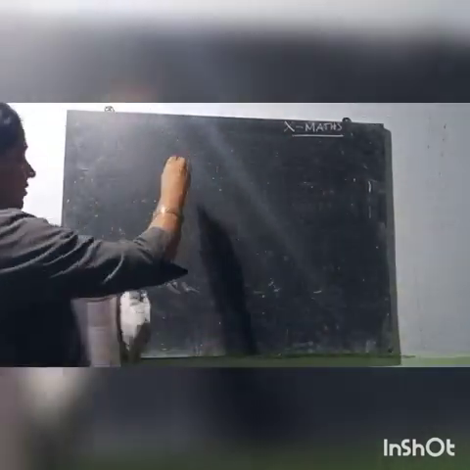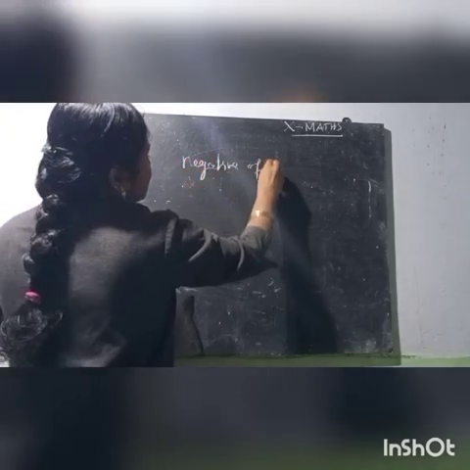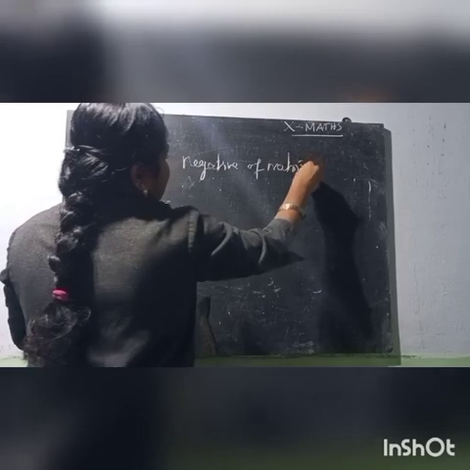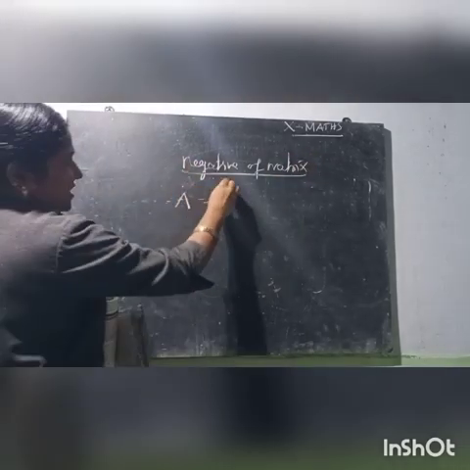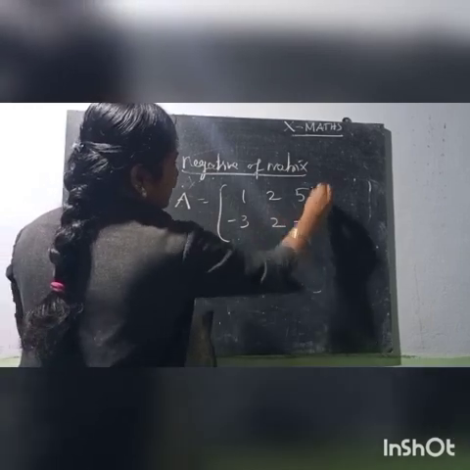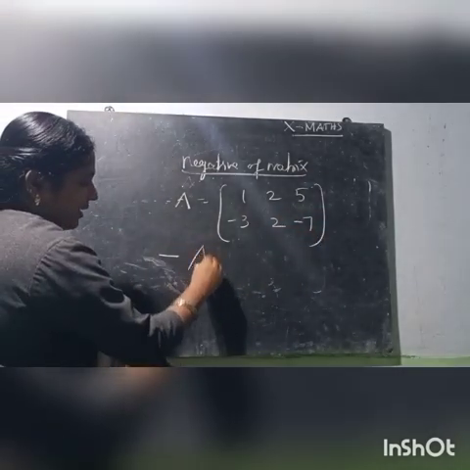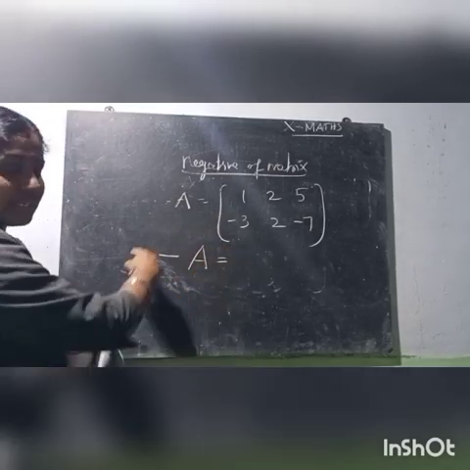Then next one, negative of a matrix. For example, matrix A equal to 1, 2, 5, minus 3, 2, minus 7. So this is the matrix A. Now we want to find out minus A. This is called negative of a matrix.